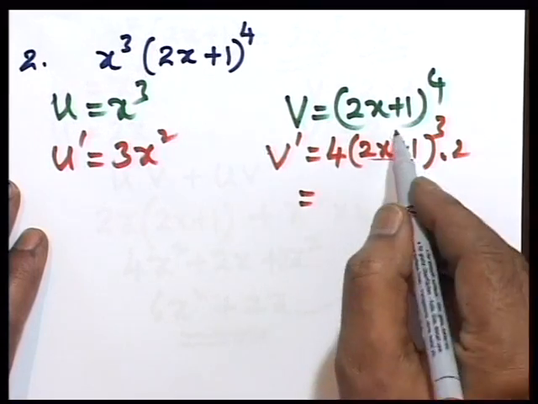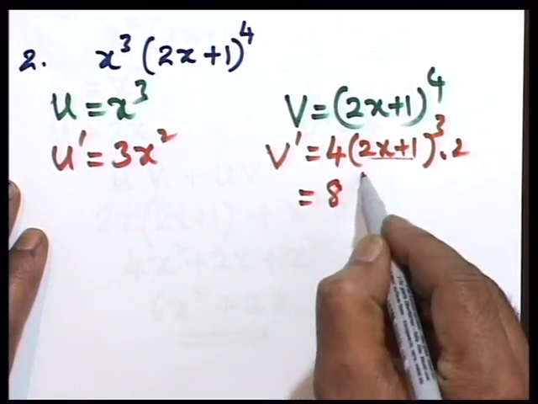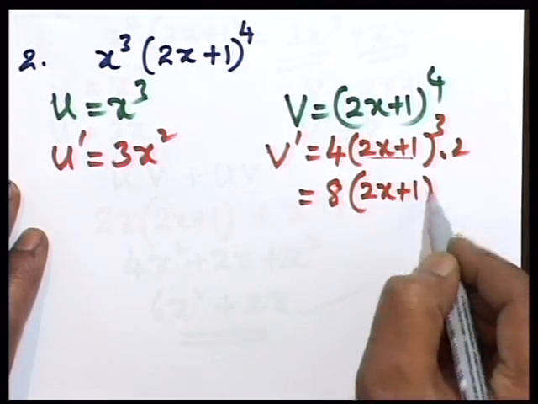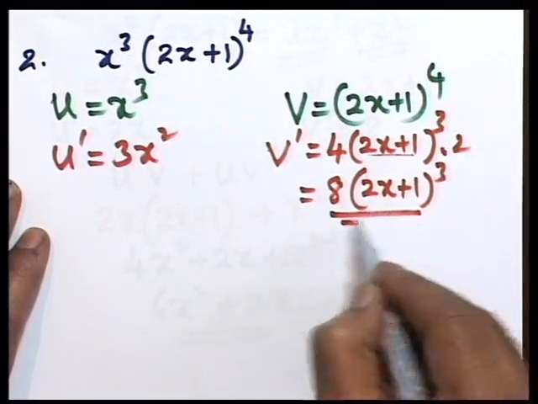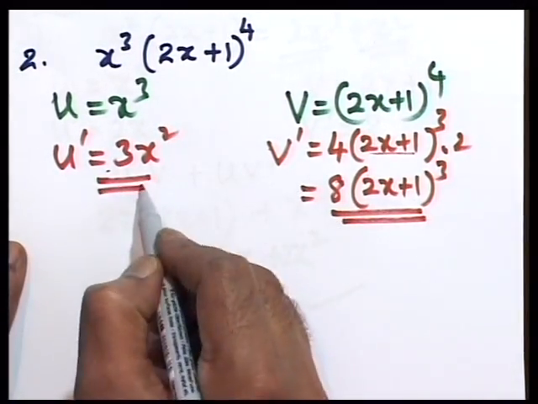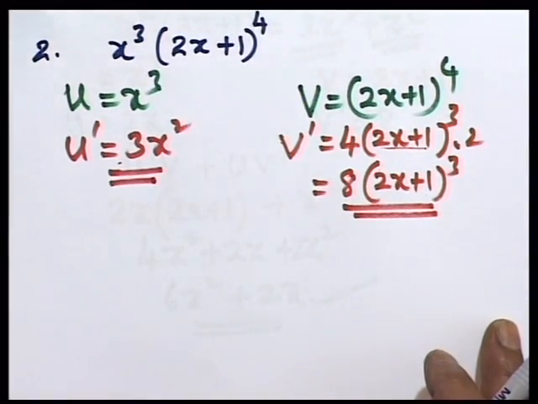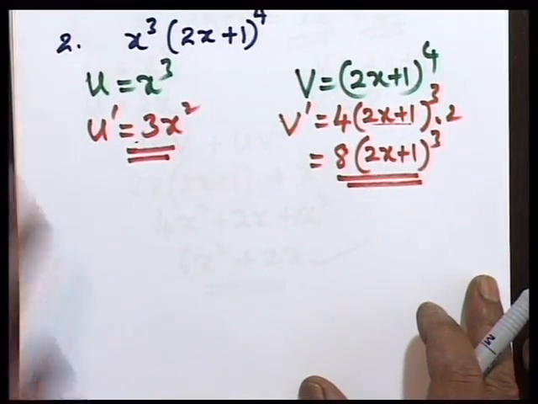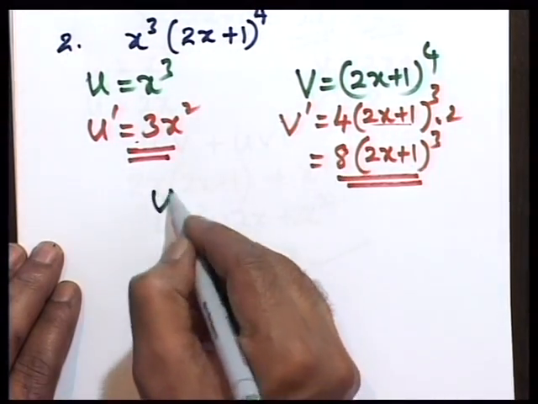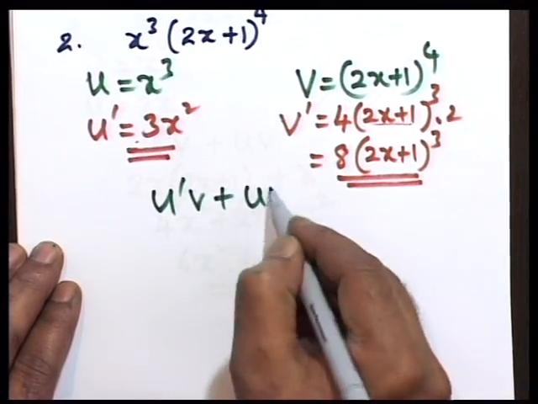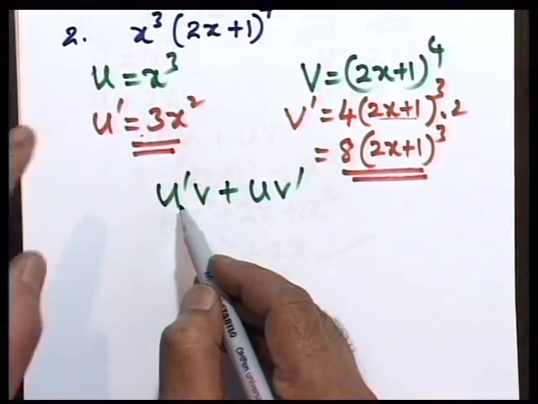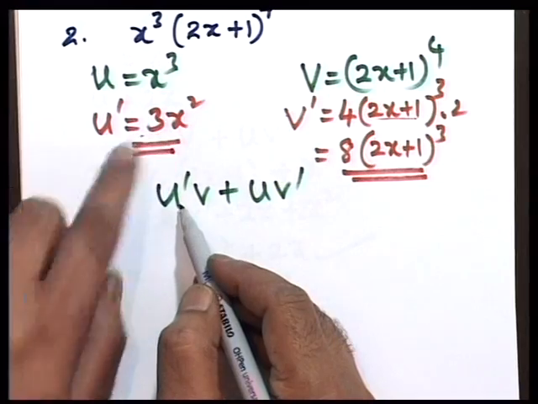Simplify that here itself. 2 times 4, 8. And I have 2x plus 1 to the power 3. So that's the v dash, that's u dash, and we know u and v. Finally, we simply substitute and we get the answer. Let's go a little bit back there. Right, the formula, we all know u dash v plus u v dash. u dash is 3x square, right?